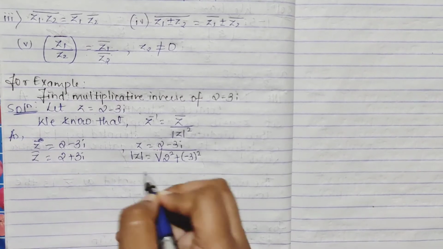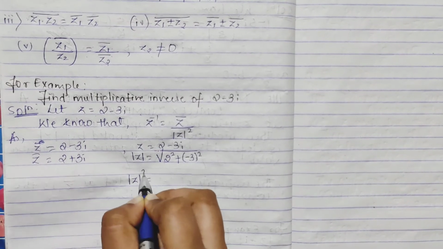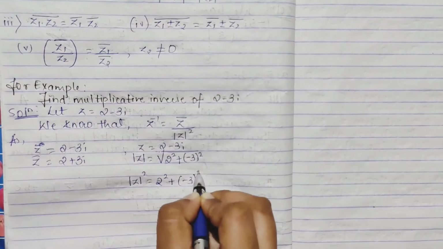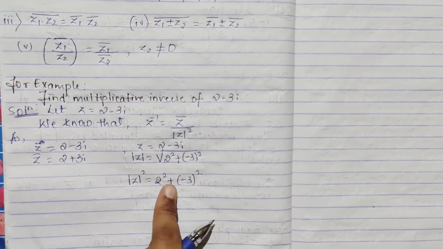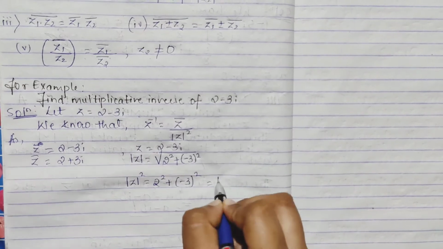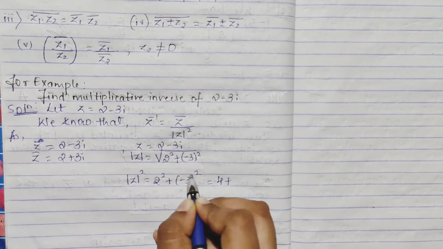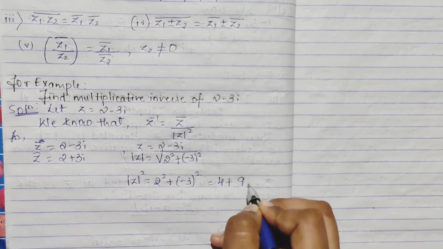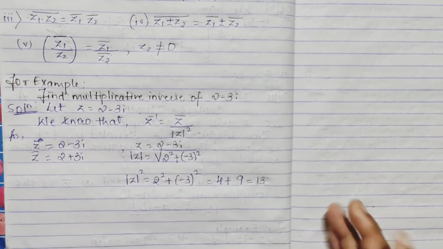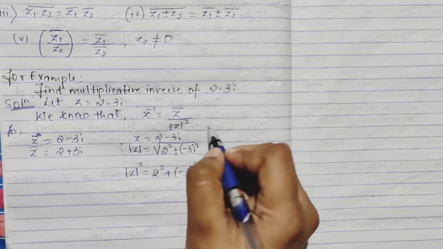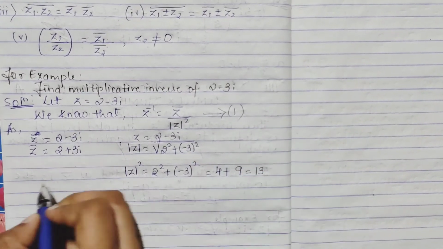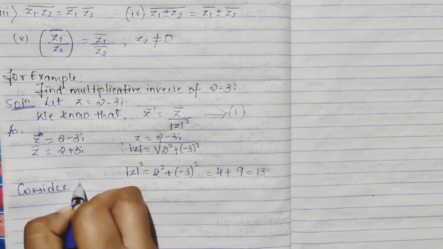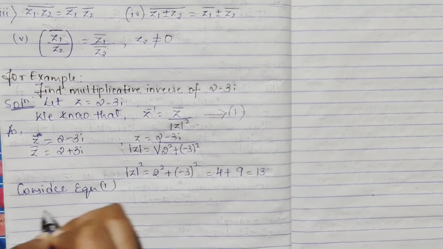Now they are asking for modulus square. So modulus square becomes 2 square plus of minus 3 square. This is your modulus square, right? So what do you get? 2 square is 4 plus 3 square is 9, and minus square is 1 itself. So 4 plus 9 is 13, right? Now we will substitute this, you can take it as equation 1.